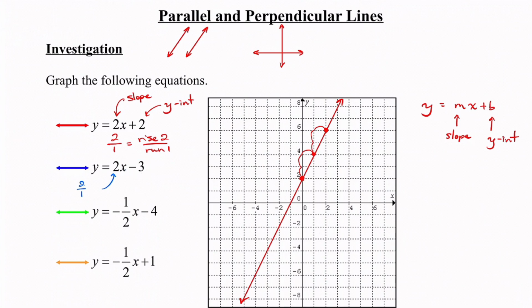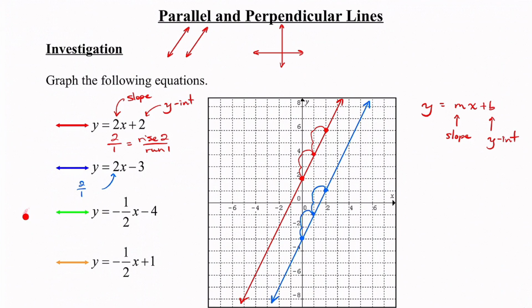So let's plot our y-intercept. That's down here at negative 3. And then I'm going to move my rise amount. So I'm going to rise 2, 1, 2, and then run over 1. So it gets us to there. And then do it again, rise 2, run over 1. You could keep continuing this, but again, you only need 2 points, and then we can take our ruler and draw our line, and then draw our arrows on the end of that line. So we can see with this red one and the blue one, they seem to be pointing in the same direction. So those ones are going to be parallel.